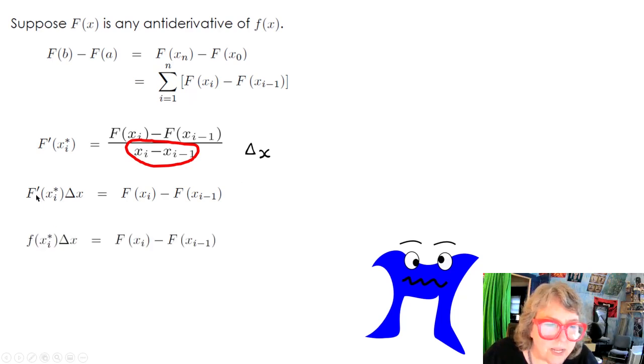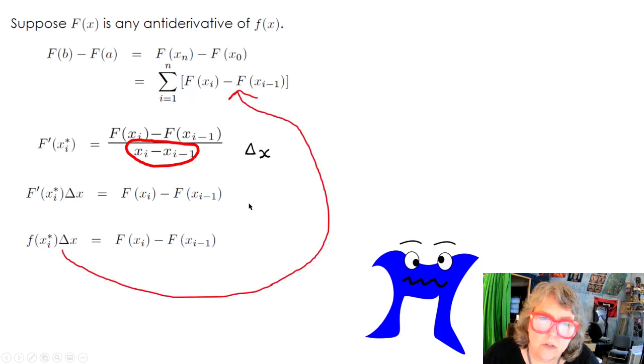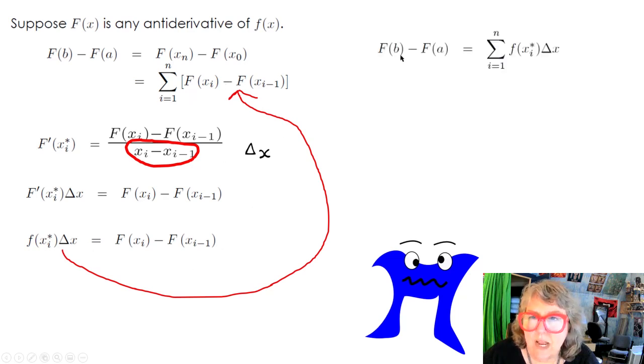But the derivative of big F is little f. So what we have is f of x star i delta x is big F of xi minus big F of xi minus 1. Now this should start looking familiar. So that means, okay, go back to what we know. Let's go to this thing. So I can plug this in for this because they're equal. So what I have now is big F of b minus big F of a, because that's where I started with, is equal to the summation as i goes from 1 to n of little f of xi star delta x.